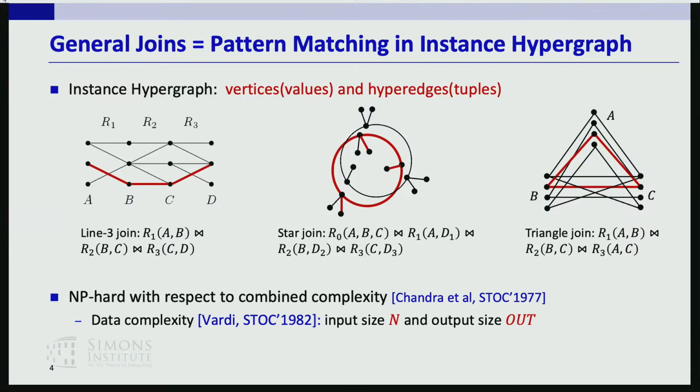This problem in general is NP hard if we take both the query and the data complexity into account. So in this line of research, we focus on the data complexity and assume that the query has constant size. And our goal is to find the most efficient way to compute the join results.